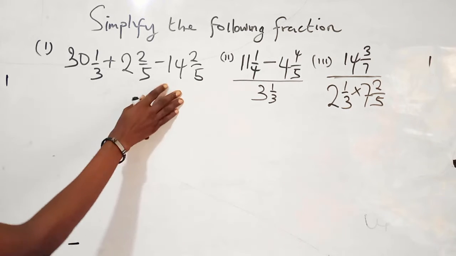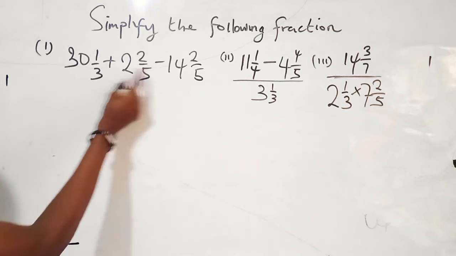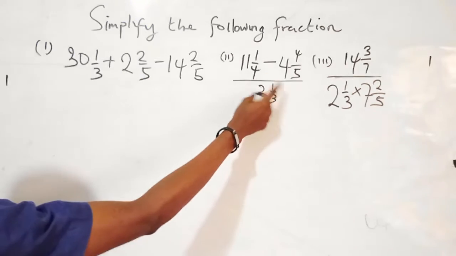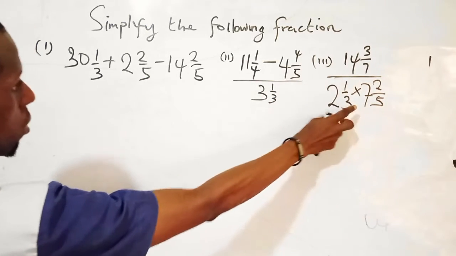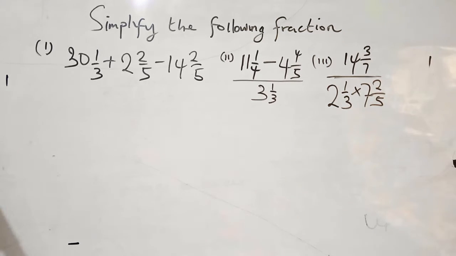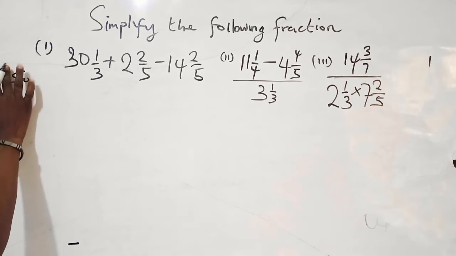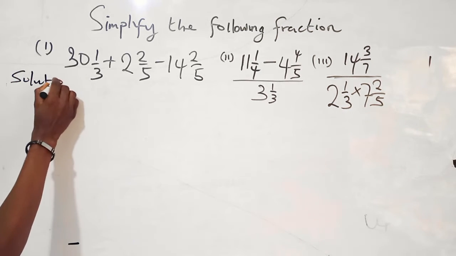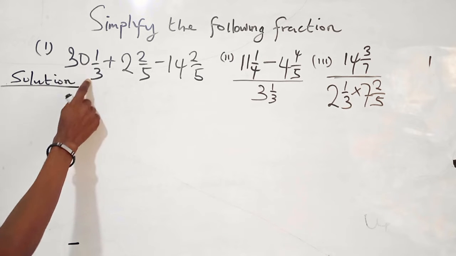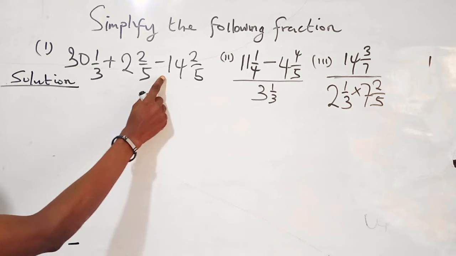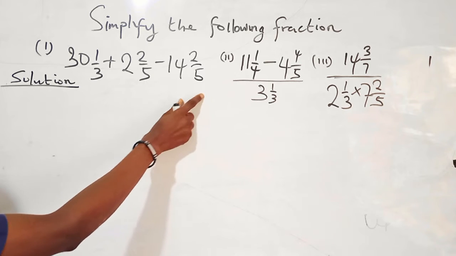So when we look at the first one, we have addition and subtraction. The second fraction, we have subtraction and division. The third one, we have division and multiplication. So how do we solve this? Solution. For the first one, I have 30 whole number 1 over 3 plus 2 whole number 2 over 5 minus 14 whole number 2 over 5.